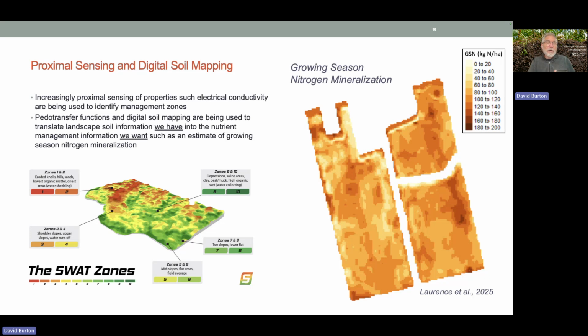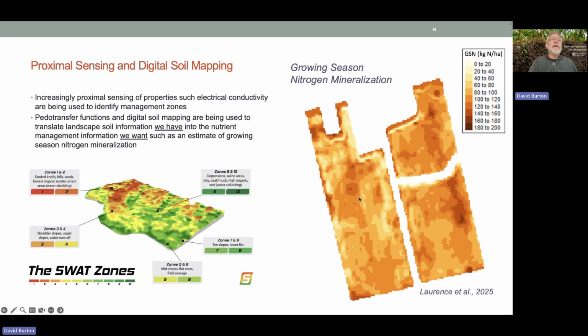Commercially, this is a product. There are a number of companies that offer this kind of product, but in the Atlantic region, one of the common ones is what are called SWAT zones, where they delineate 10 different management zones based on these remotely sensed and electrical conductivity sensed properties. And they'll suggest that nutrient management will occur differently in those zones.